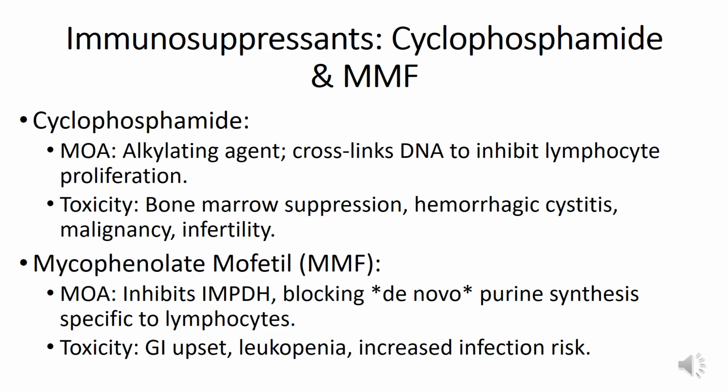Another important toxicity is hemorrhagic cystitis. Certain metabolites can irritate the bladder lining. Patients may develop bladder inflammation and bleeding. Adequate hydration helps reduce this risk. Long-term use may also increase the risk of malignancy. The bladder is particularly vulnerable. Reproductive toxicity is another concern. Cyclophosphamide may impair fertility in both men and women. These risks should be discussed before treatment begins.